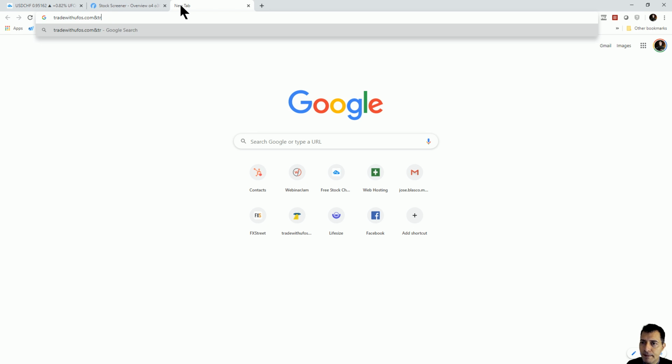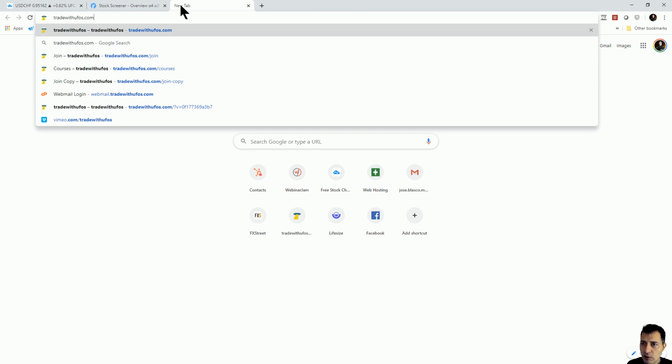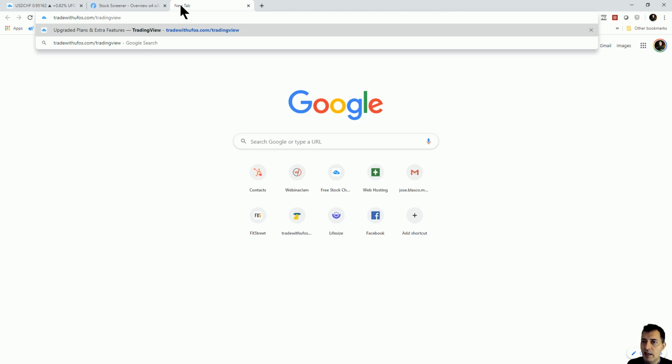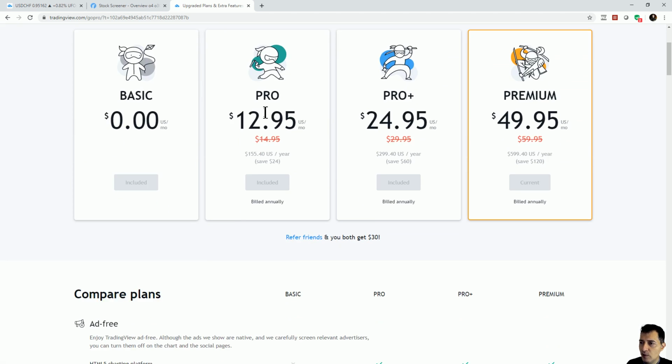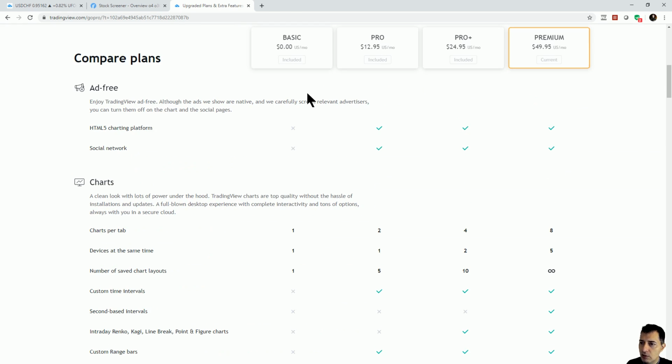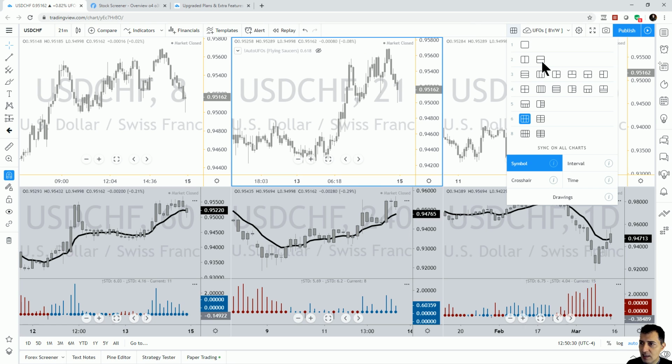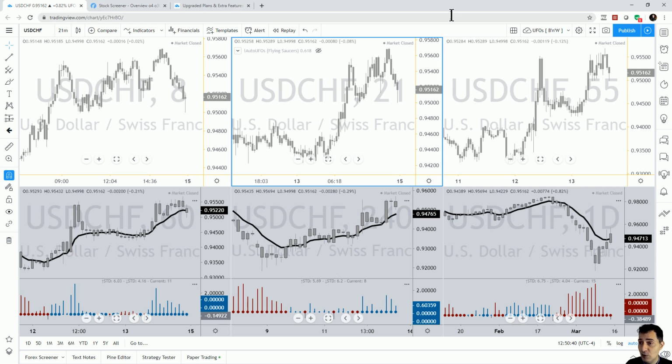tradewithufos.com/tradingview. That's the shortcut. This brings you exactly to the TradingView website in the place where you can see the differences between plans. So if I look at the Pro, I use the Premium, okay? But if you use the Pro, so charts per tab, you can have 2 maximum. Me being Premium, I can have 8 maximum. So you being Pro or Pro Plus, I'm not sure what is your plan, Mark, you can have 2 or 4 charts at a time. So you would just come to your chart here, and instead of having 8 options available like I do, you should have either 2 or 4, depending on the plan you have, okay? And since you need 2 time frames per trade, I would say that's good enough, and you're good to go.